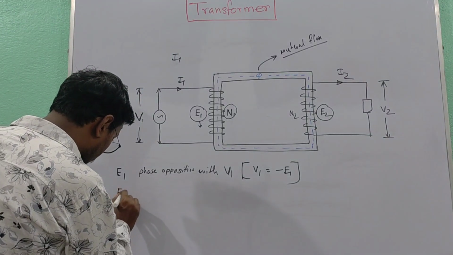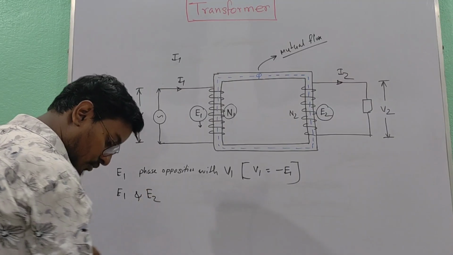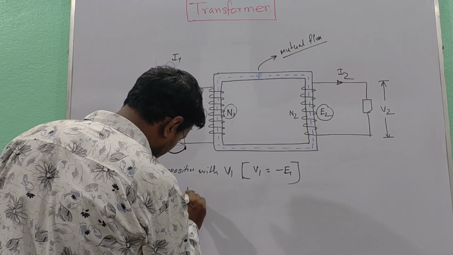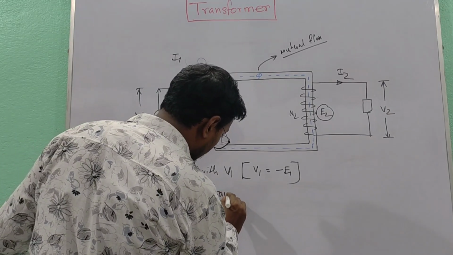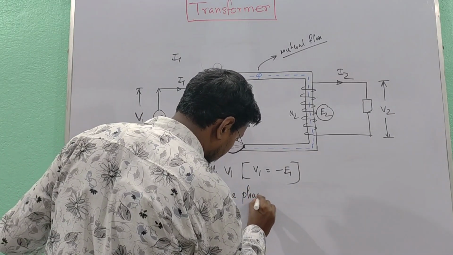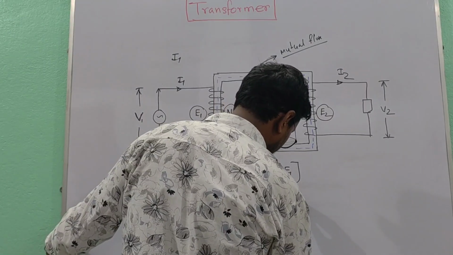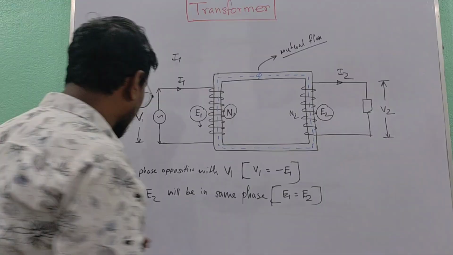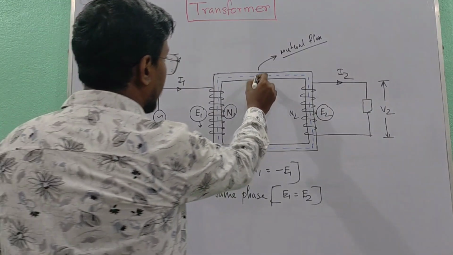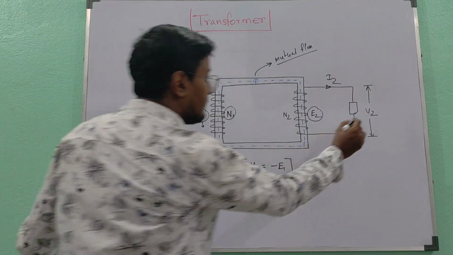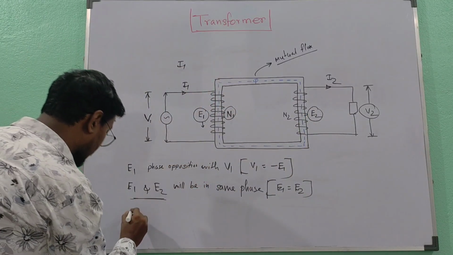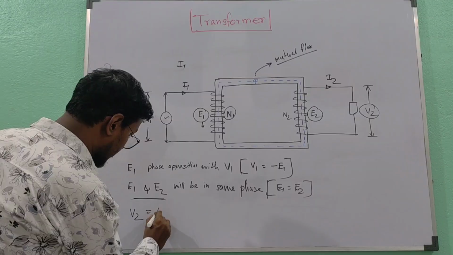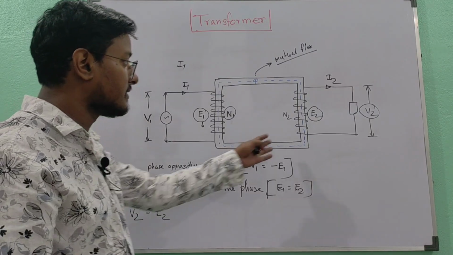E1 and E2 will be in the same phase because both these EMFs are produced by the same flux phi. Next is V2. So V2 is nothing but the terminal voltage of the transformer, which is almost equal to E2 if we consider negligible resistance and reactance drop.